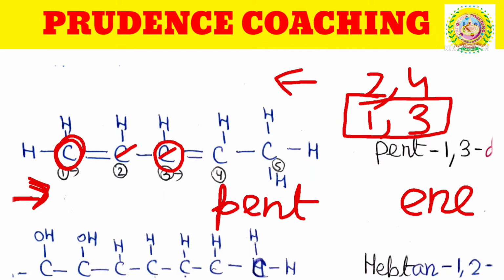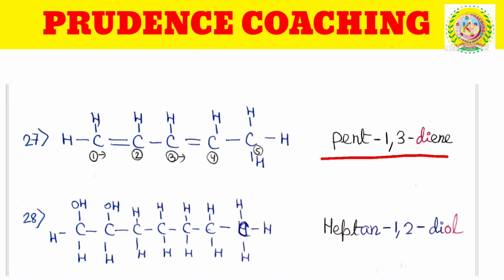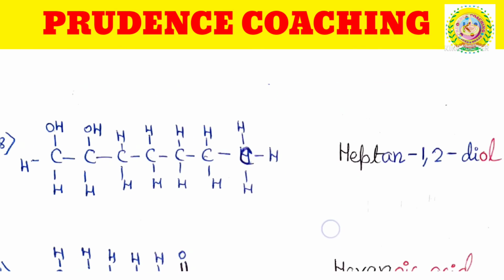So here we will write hyphen 1, 3, then hyphen, and we need to write di. Why di? Because 2 are there, 2 covalent bonds, double covalent bonds. So di in our answer here. Let us move on to the next one.